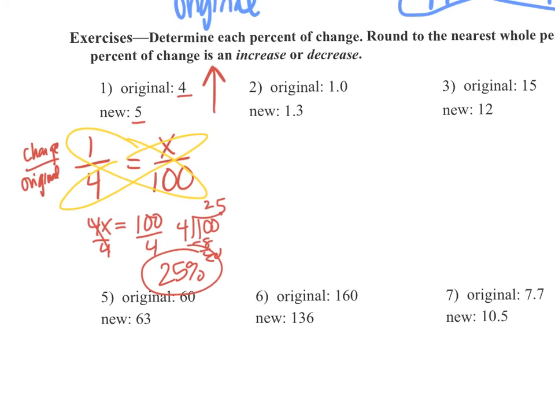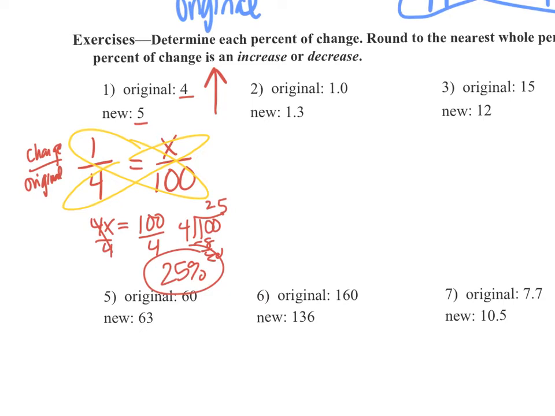On number 2, it went from 1 to 1.3. So did it increase or decrease? Increase, just by a little bit. But how much did it increase? 0.3. So I'm going to put that on top of my original amount, which was 1. And then set up my other half, since I'm looking for percent, x over 100.